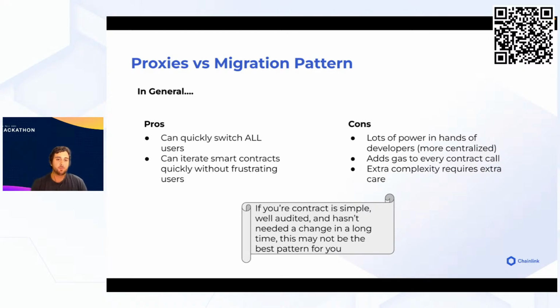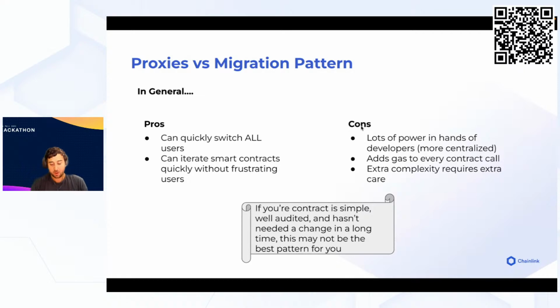So in general, the trade-offs between proxy and migrations, what are the pros of proxies versus migrations, right? In general, we can quickly switch all users to a new implementation. We can upgrade a smart contract and everyone is automatically and quickly upgraded to the new contract. And this allows the developer to iterate smart contracts quickly without frustrating their users, giving them the ability to rapidly deploy and really improve their functionality.